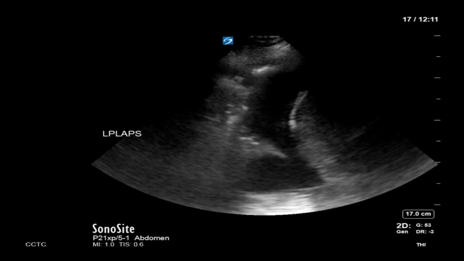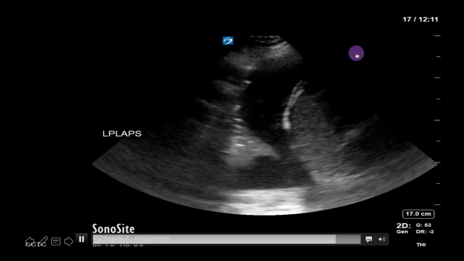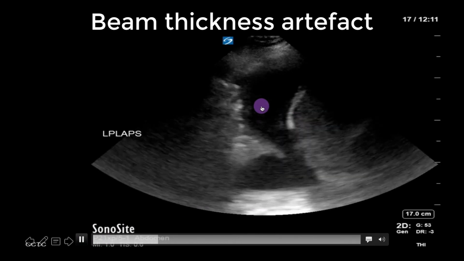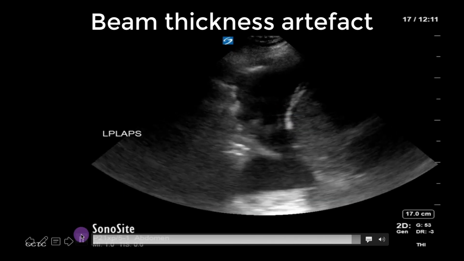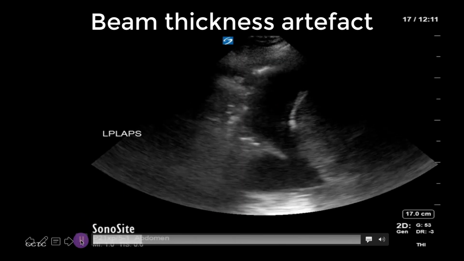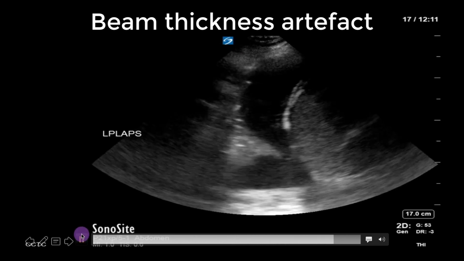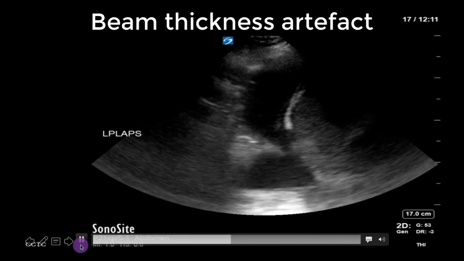It is also important to distinguish between fibrin or complexity in an effusion and beam thickness artifact. As we discussed in the artifact module, this is caused by compression of a three-dimensional structure into two dimensions and represents a partial display of the lung. Fanning through the structure will reveal that it is, in fact, merely partially seen lung.